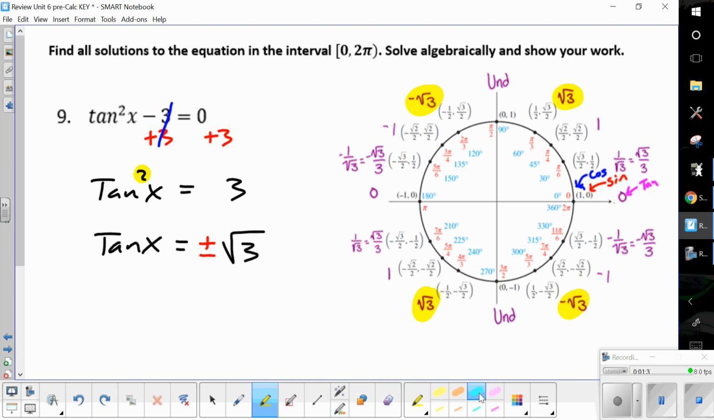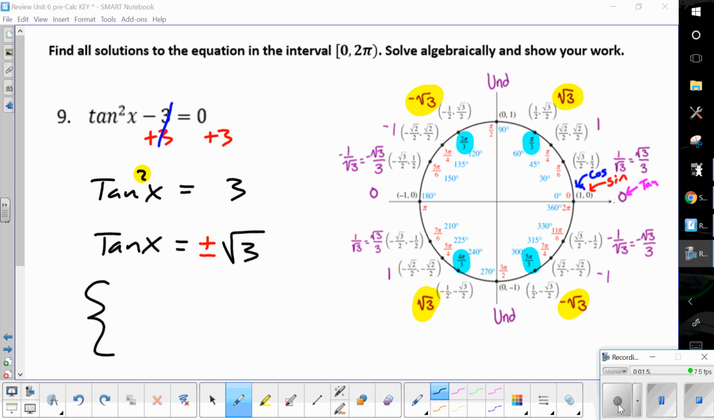So my answers in radian mode are going to be all the angle measures at those specific points. And right here, so my final answer. Okay, and again, these can technically be in any order. I like to put them in the proper order, like I'm starting at 0 and going around the unit circle in your typical counterclockwise motion.